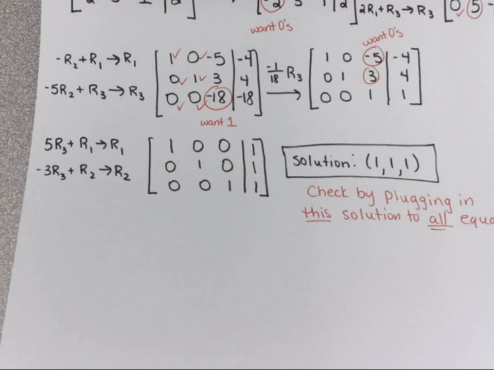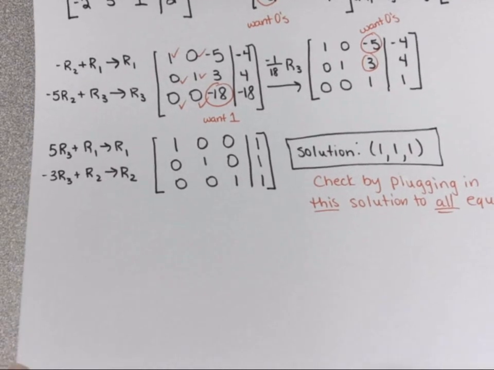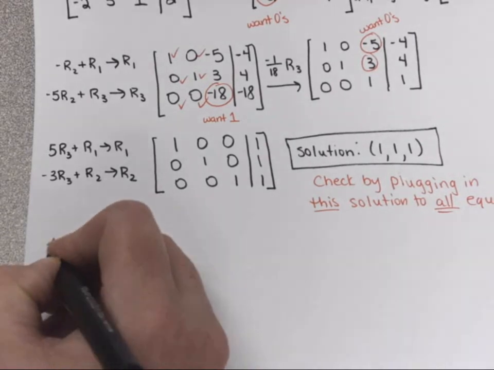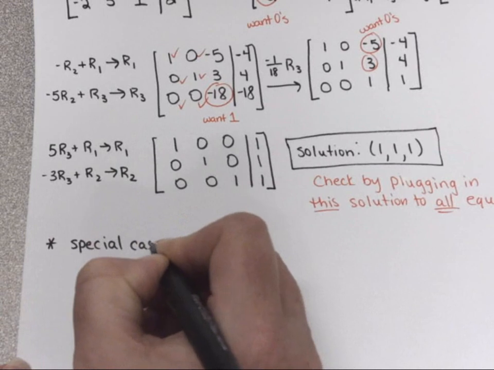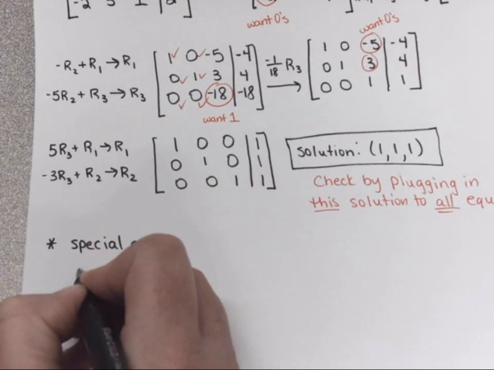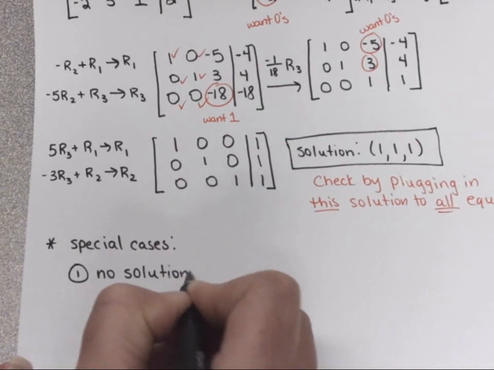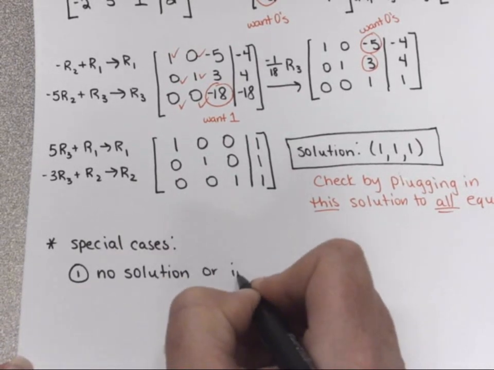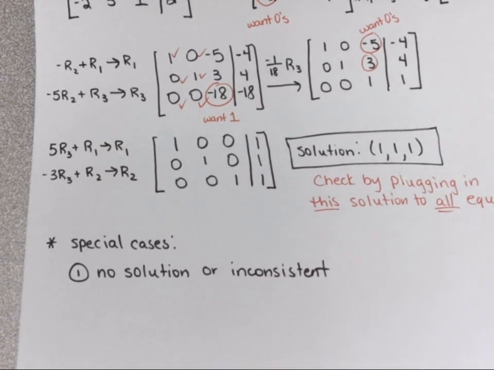Okay, so I want to look at maybe some special cases to make sure that we remember how to do those. I think I talked about those a little bit on Friday. So I just want to make sure that we kind of remember. So remember there were 2 special cases. Okay, the first one was no solution. Some textbooks call this inconsistent. Okay, so if you see the word inconsistent, it means the same thing as no solution.